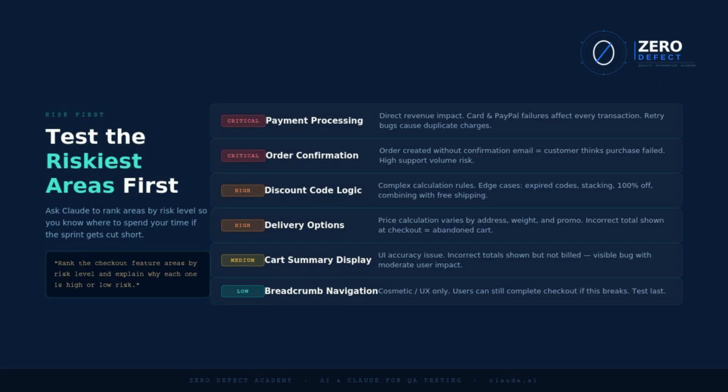Discount code logic, high. Complex rules, multiple edge cases, real financial impact if it calculates wrong. Delivery options, high. Incorrect totals shown at checkout is one of the biggest causes of abandoned carts. Cart summary, medium. Visible bug, but doesn't affect the actual charge. Breadcrumb navigation, low. Test it last. If the sprint gets cut short, you haven't wasted time on UX when the payment flow might be broken.